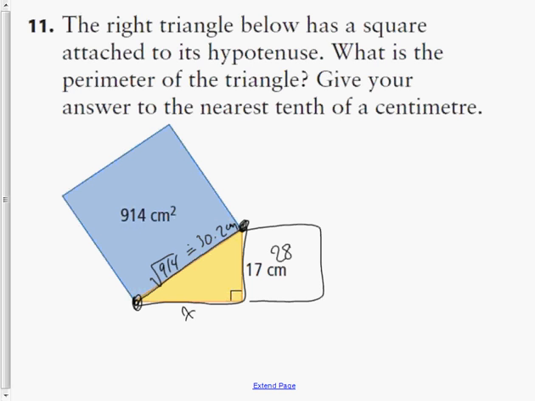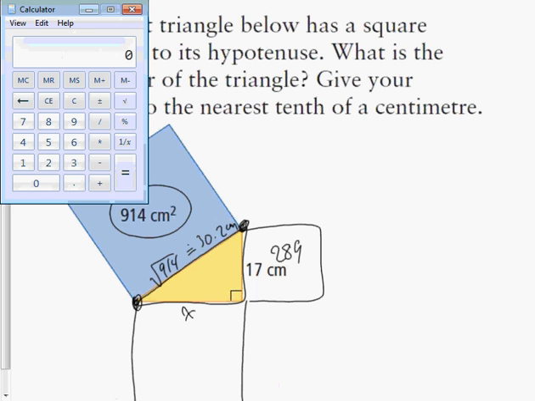289. So we know if that's 289 and the hypotenuse is 914, in order to get the area of this square, it's going to be 914 take away 289. And that's going to give me 625 for this area. Or think of it differently, 625 plus 289 gives me the area of the square, which is 914.